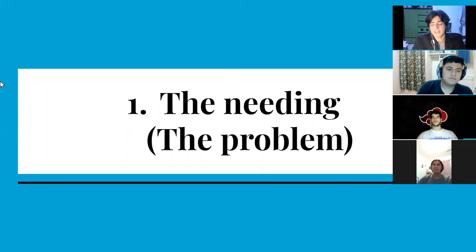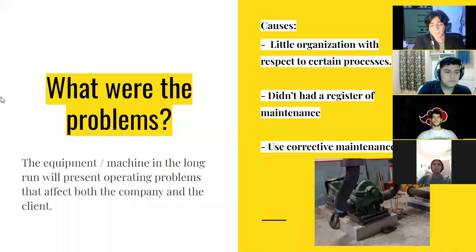First, we start with the need, the problem found in the company. What were the problems? The major problem was that the equipment and machines in the long run would present operating problems that affect both the company and the client. The major causes were little organization with respect to certain processes. They didn't have a register of maintenance given to the machines, and they used corrective maintenance instead of preventive maintenance.